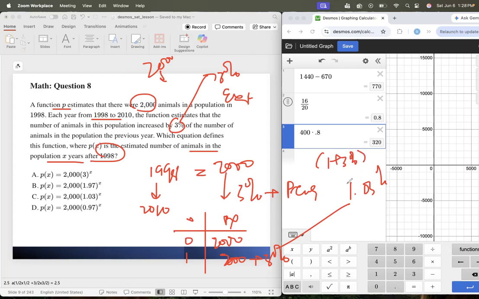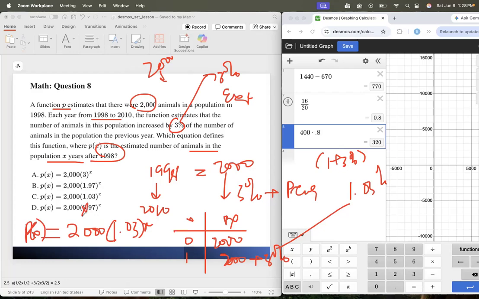Very, very important that you don't forget. And therefore, you can think and you can see that we have initial population of 2,000. And then the rate is 1.03 for every change in S of time. And therefore, P of X is this population. This is not going to happen.